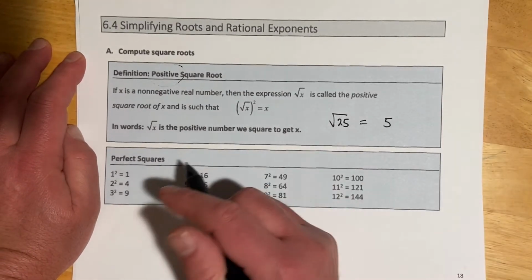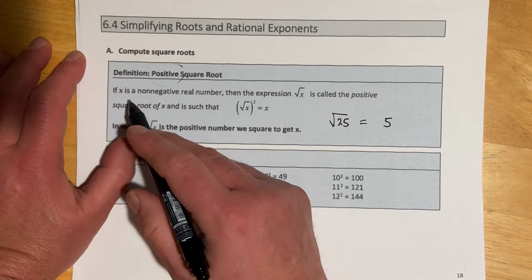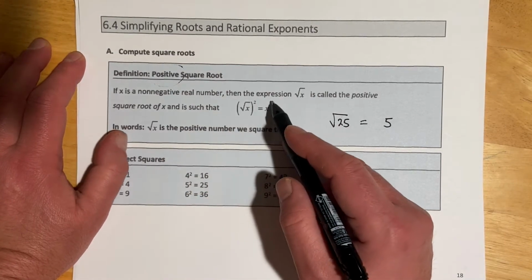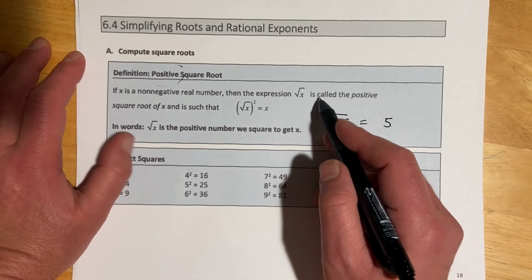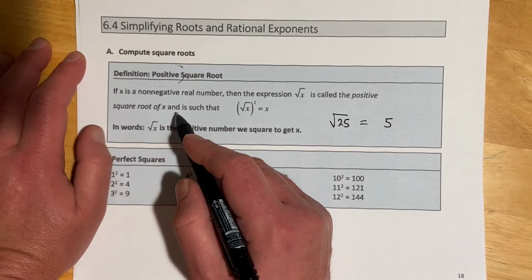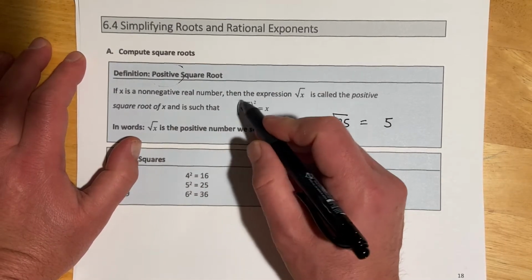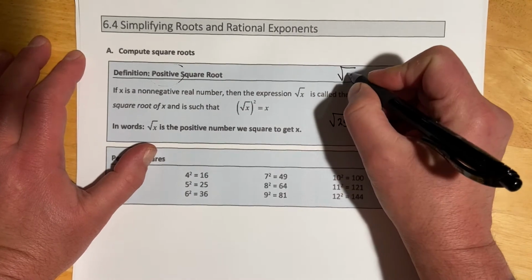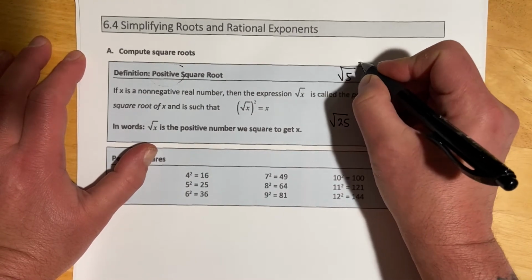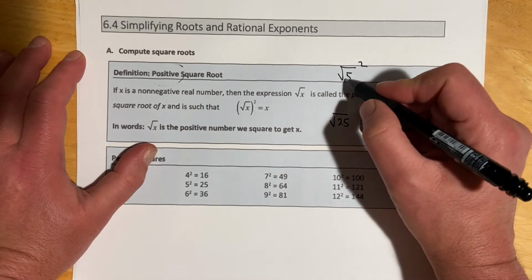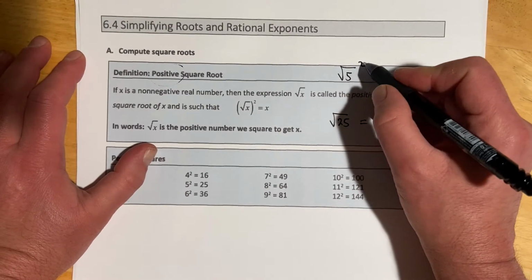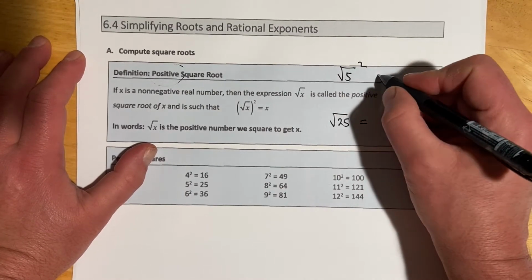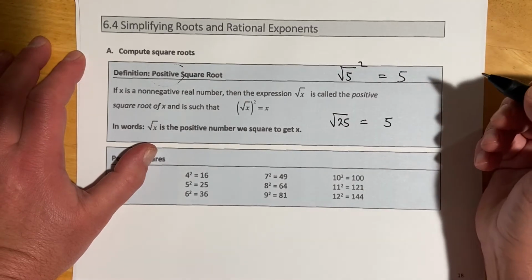Let's start off with the definition. If x is a non-negative real number, then the expression square root of x is called the positive square root of x, and is such that the square root of x squared is x. What this is saying is if I have the square root of 5 squared, the square and the root undo each other, and we just get 5.